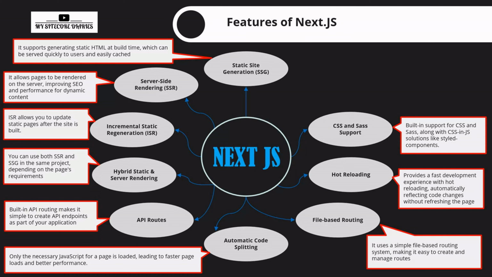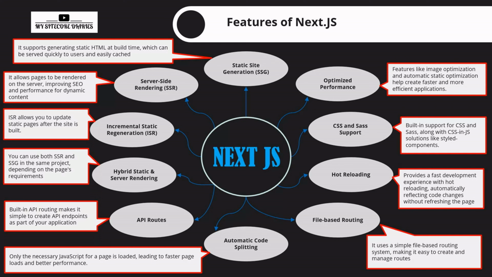CSS and Sass support. So built-in support for CSS and Sass along with CSS-in-JS solutions like styled components, and optimized performance. So features like image optimization and automatic static optimization help create faster and more efficient applications. So these are the features of Next.js: static site generation, server side rendering, incremental static regeneration, hybrid static and server rendering, API routes, automatic code splitting, file-based routing, hot reloading, CSS and Sass support, and optimized performance.